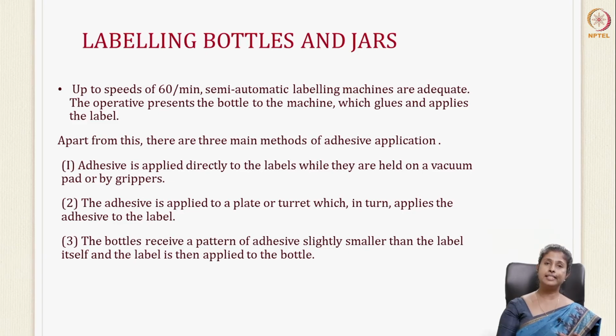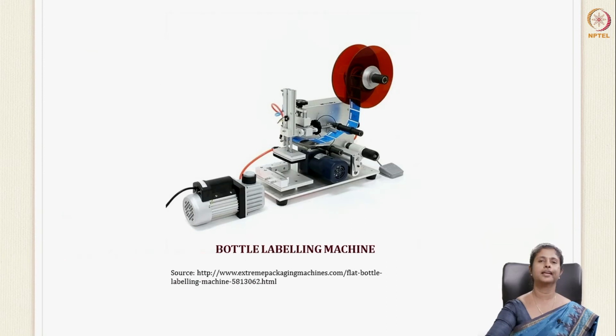Number 1, the adhesive is applied onto the label while it is held under a vacuum pad, and then that is attached to the package. Number 2, the adhesive is applied to a plate, and it's the plate that applies the adhesive to the label, and that is glued to the package. Third way is the bottle itself receives the pattern of adhesive and the label is attached. This gives a pictographic representation of a bottle labeling machine.